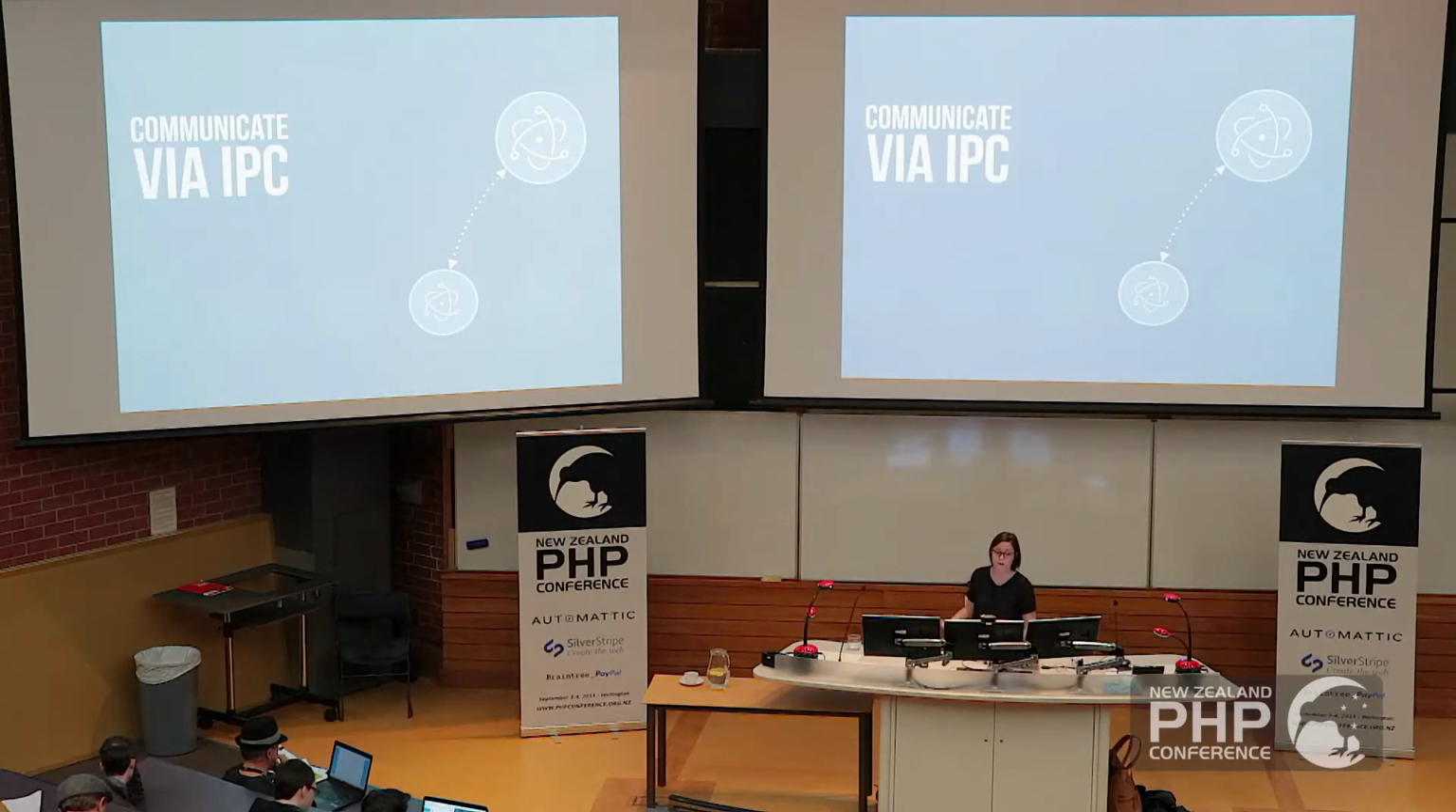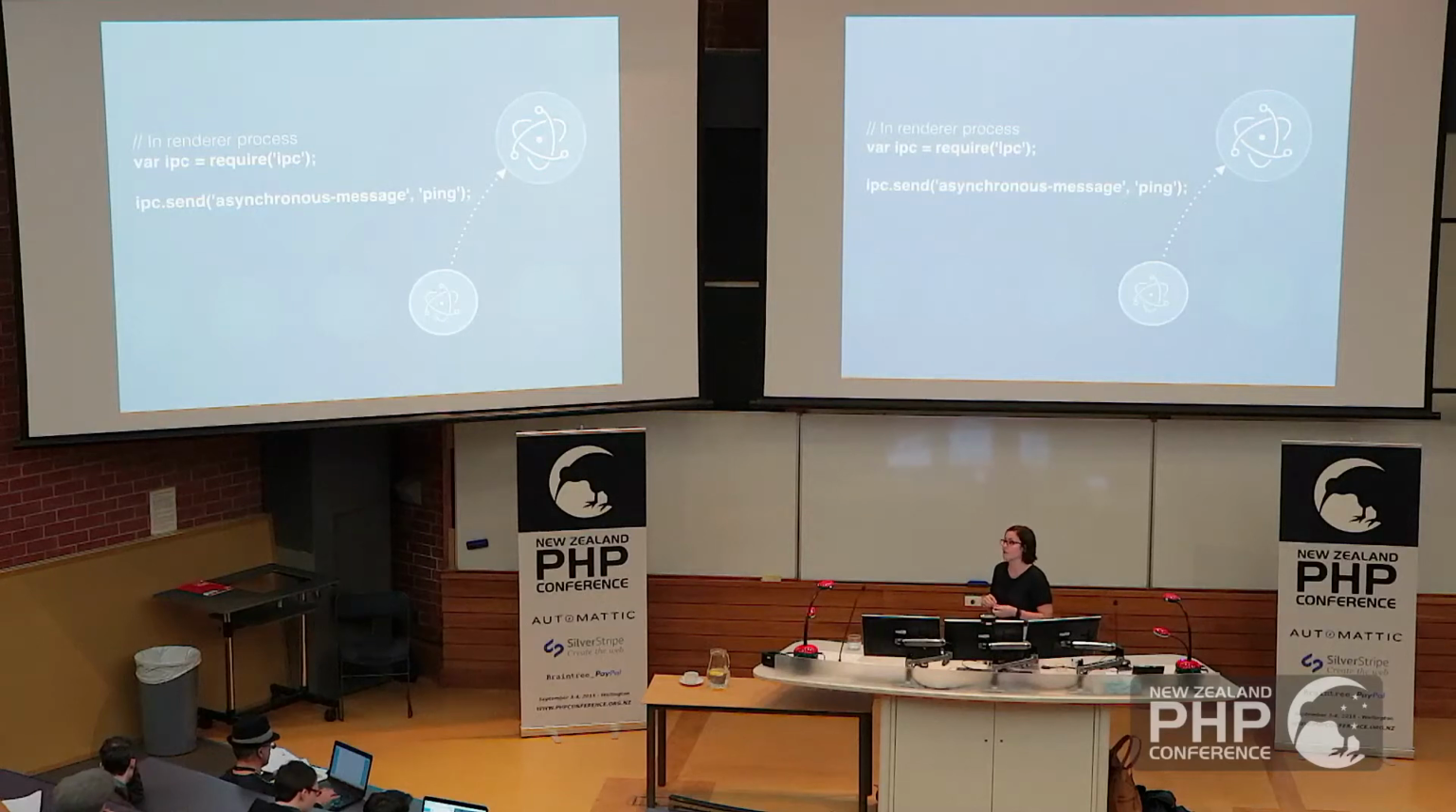So now that we can spin up many render processes and render content to them, or spin them up just to offload some work, we need a way to communicate into the process. And Electron provides this to us via the IPC module. You just require in this module, as you can see I'm requiring it here inside the render process, and then you can send synchronous or asynchronous messages back to the main process.